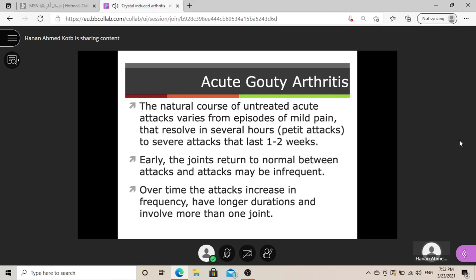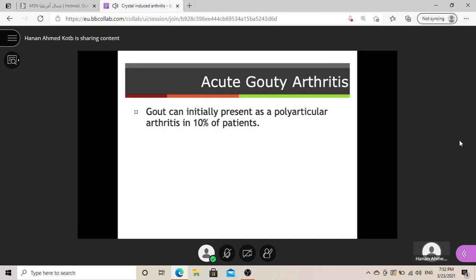Early in the disease, the joints return to normal between the attacks, and the attacks may be infrequent. This period between attacks is called the intercritical period. Over time, the attacks increase in frequency, have longer durations, and involve more than one joint, as if they are approaching the chronic stage.